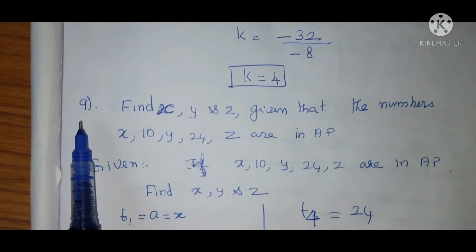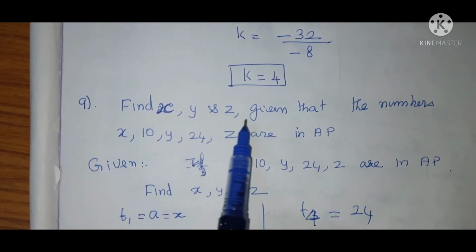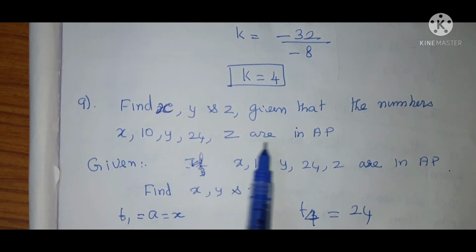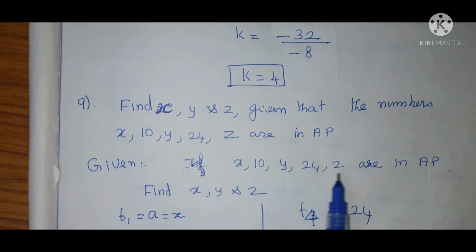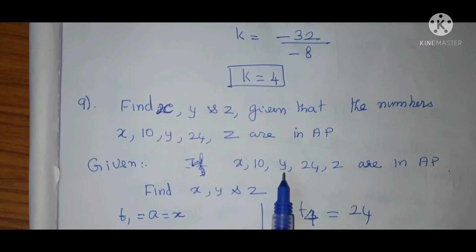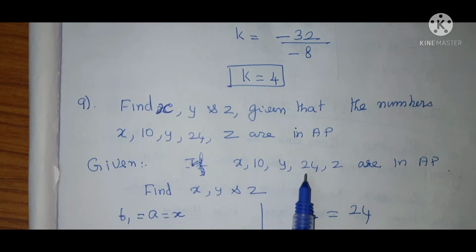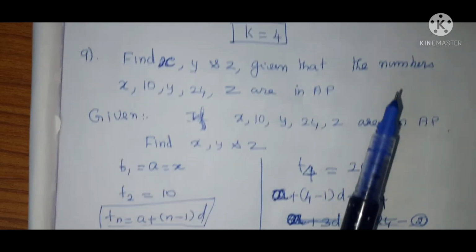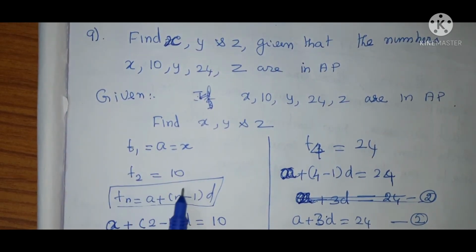Exercise 2.5.7. Find x, y and z given that the numbers x, 10, y, 24, z are in AP. Here, the first term is x, the second term is 10, the third term is y, the fourth term is 24, and the fifth term is z. T2 is 10.